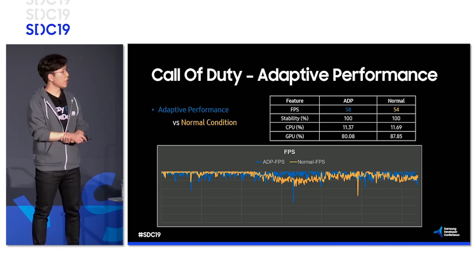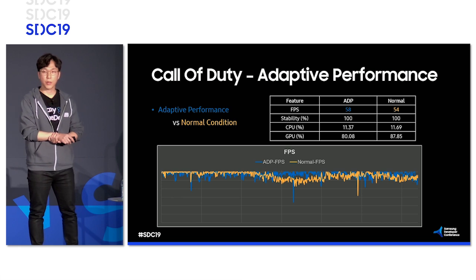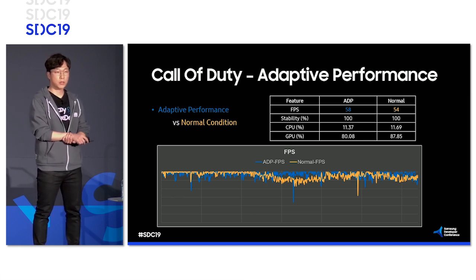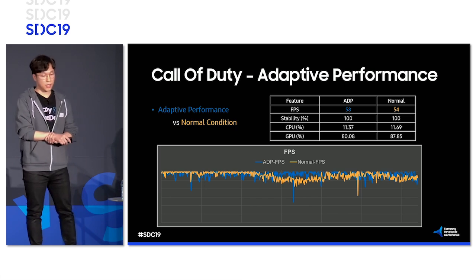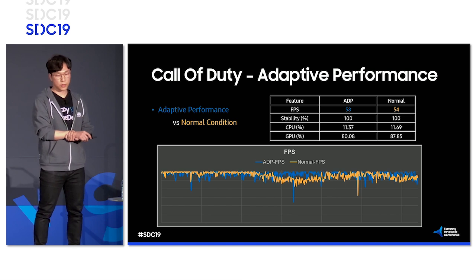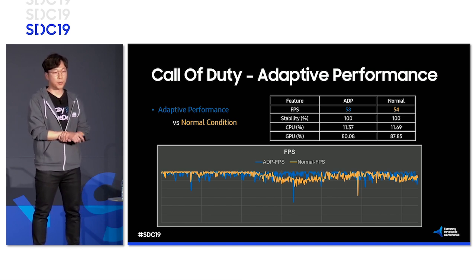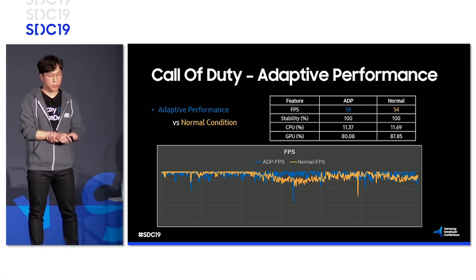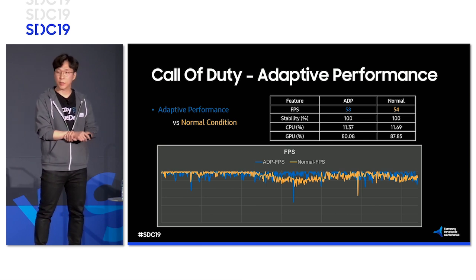This table and graph are a performance comparison between the adaptive performance version and the normal version. As you can see in the following table, the performance with adaptive performance is more stable and FPS is higher. Median FPS improved 7%, from 54 to 58.